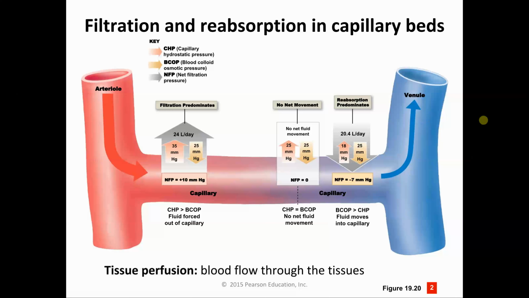So at the beginning, we're coming from the arteries, so we're at high pressure. So filtration predominates, meaning liquid is moving out. And the reason for that is the pressure is high. So the capillary hydrostatic pressure is higher than the blood colloid osmotic pressure. So then this net filtration pressure is positive, which means liquid is moving out of the capillary beds into the tissues. Questions about that so far?